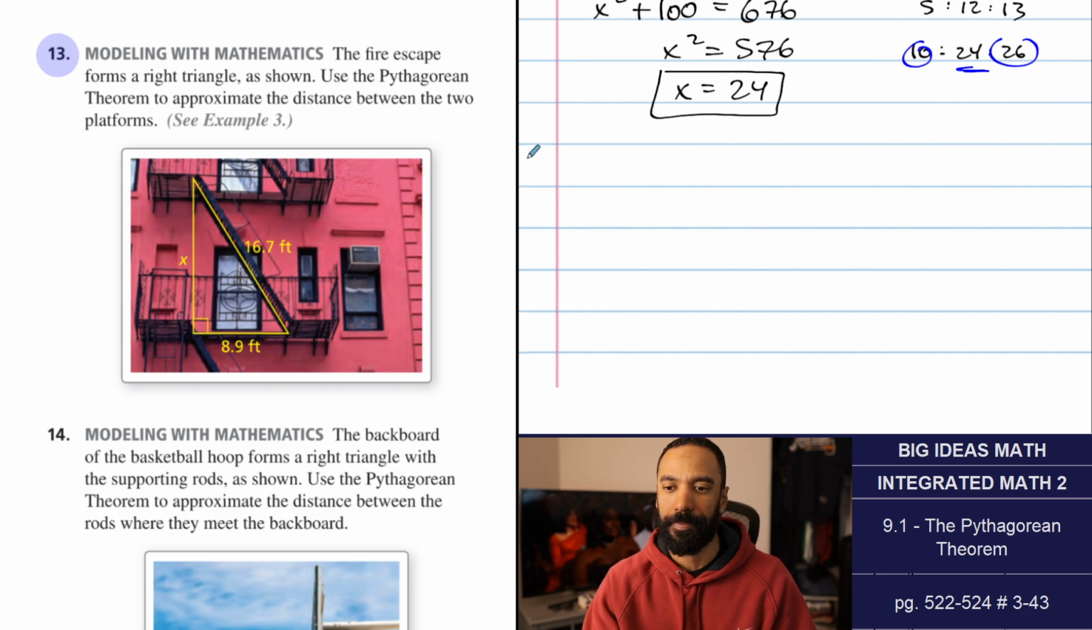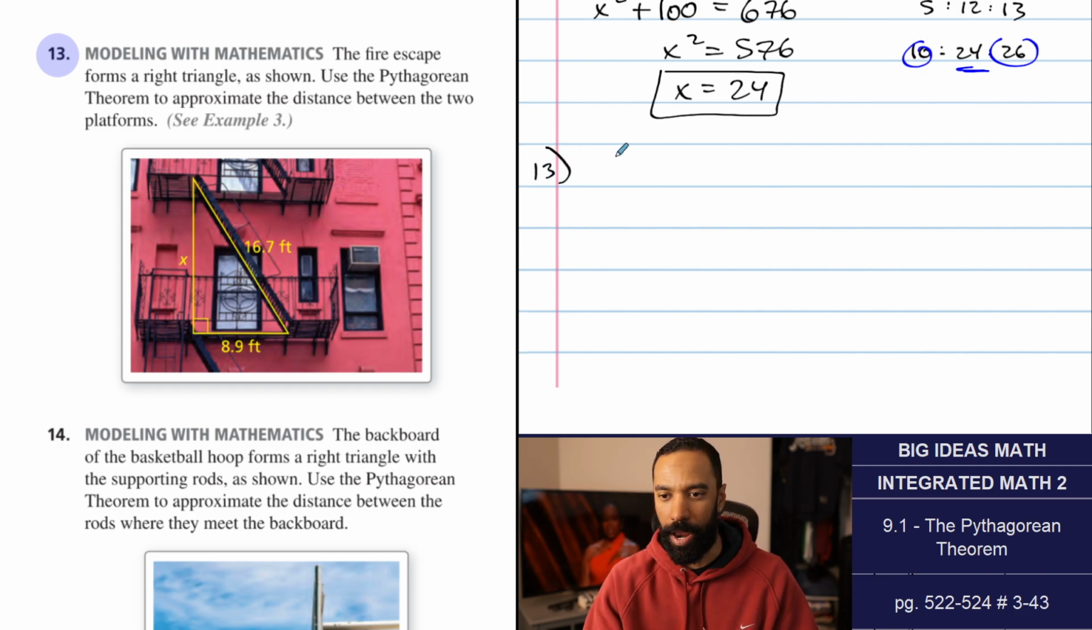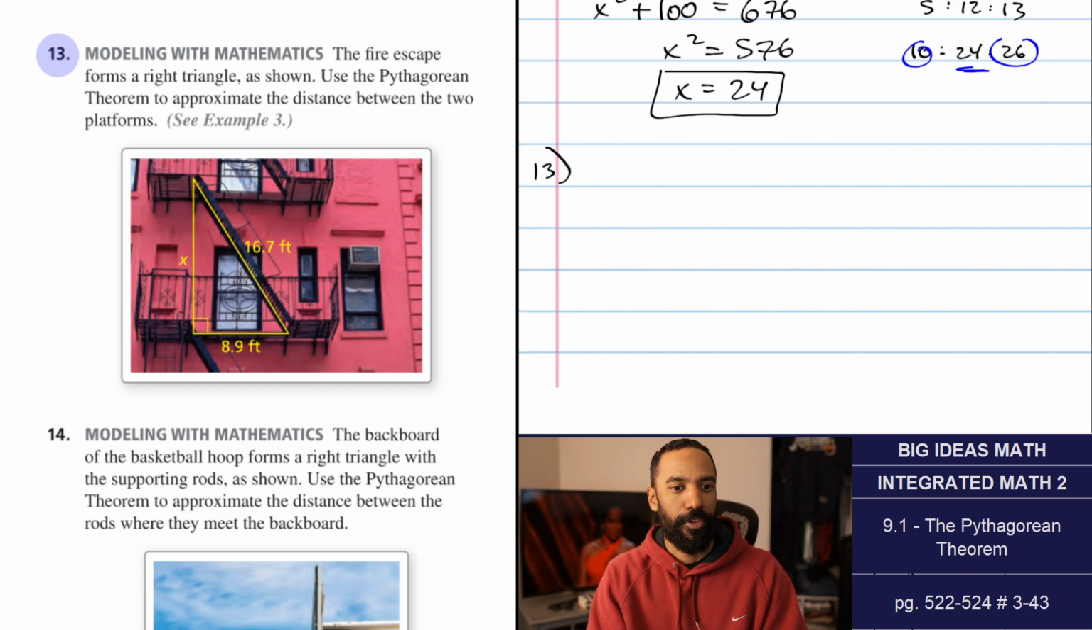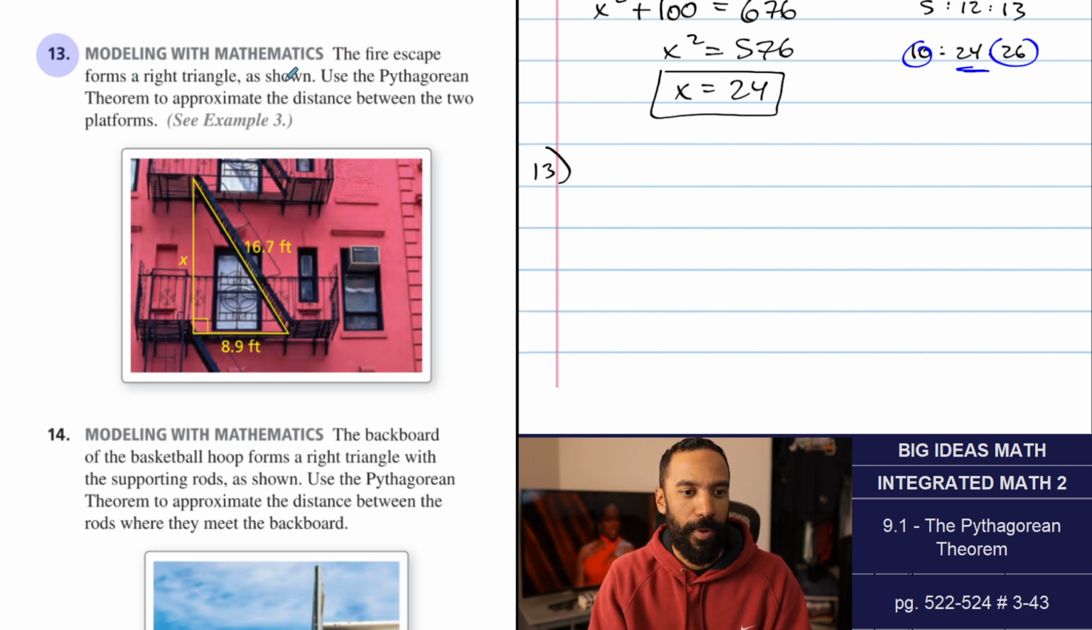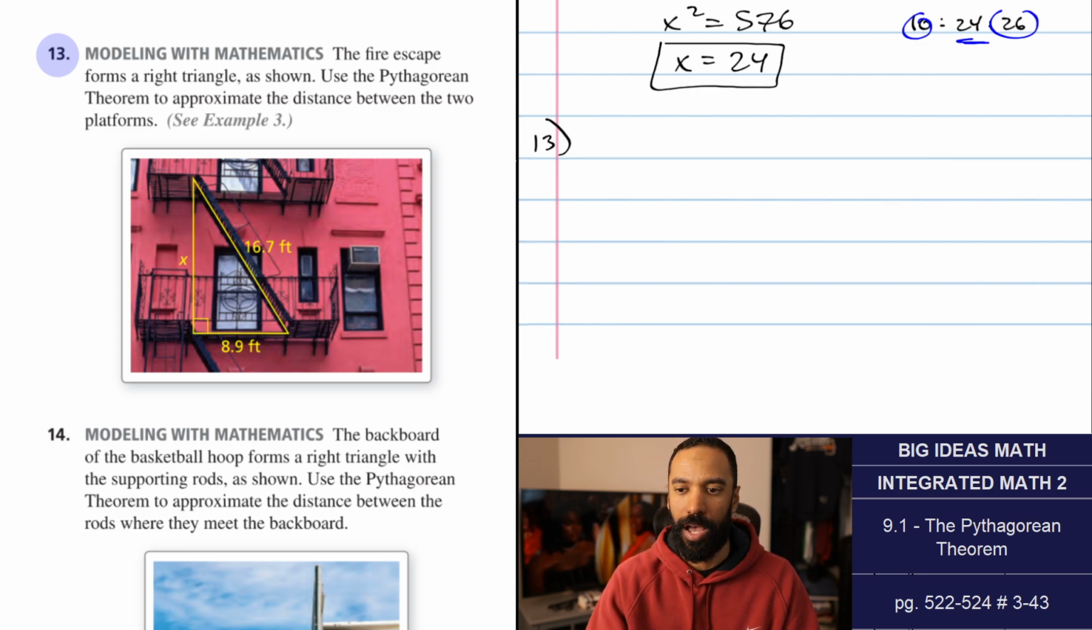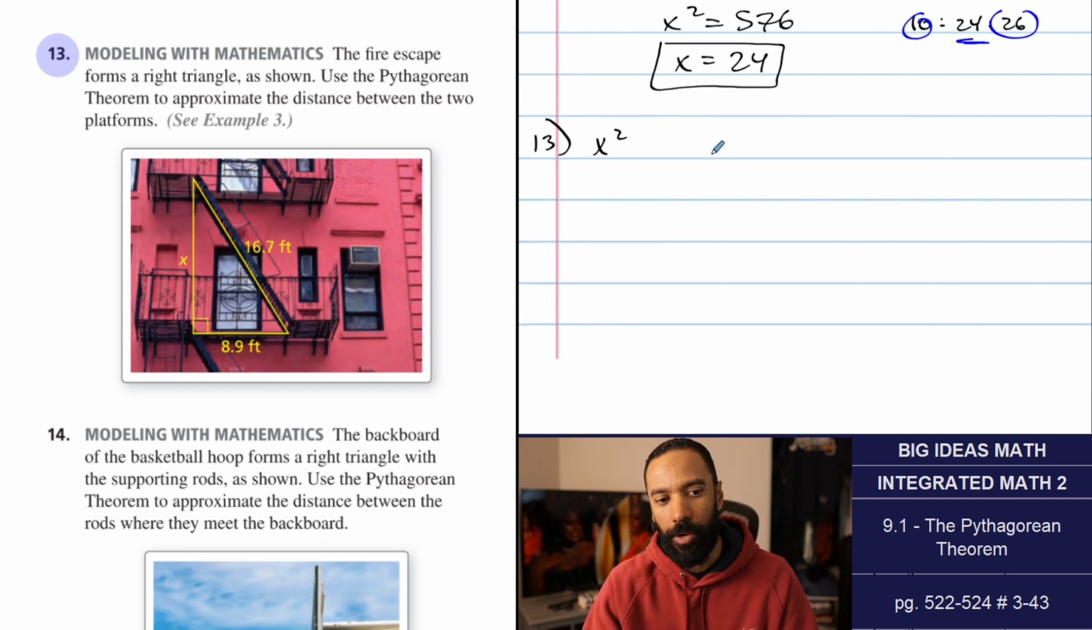Number 13. A word problem, something where I probably have to use the calculator. Modeling with mathematics. The fire escape forms a right triangle as shown. Use the Pythagorean theorem to approximate the distance between the two platforms. So solve for x here. They show you a right triangle. Hopefully you can see the entire visual. I gotta find x. No harm. We're gonna round. Let's round to the nearest tenth.